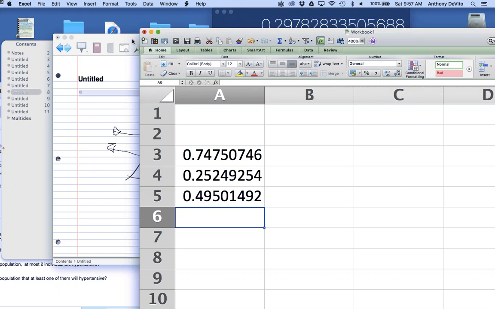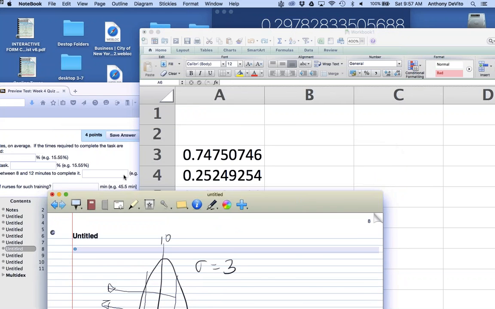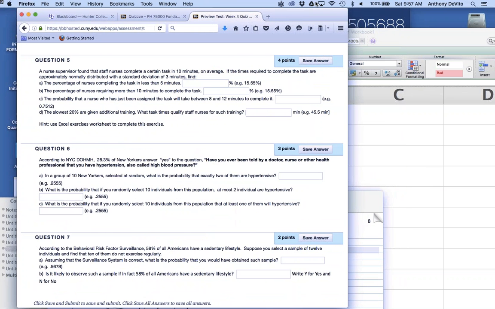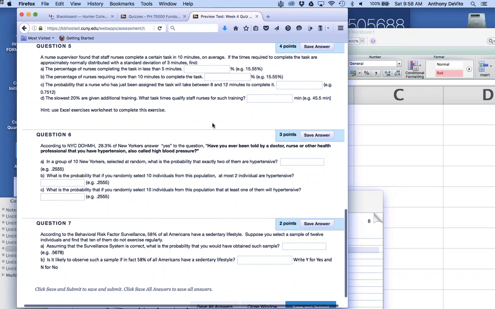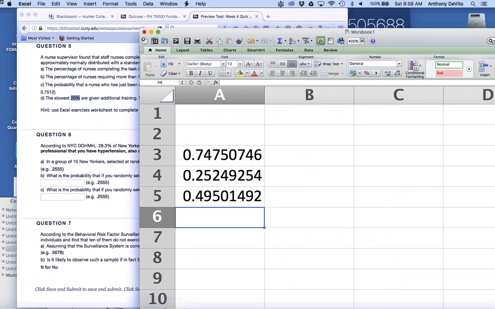I'm going to do the last part of this, and then I can go back and do one of these using the table, just so you can see how you would use the table for it. Maybe the one we just did. The slowest 20% are given additional training. What test time qualifies nurses for this? Oh, okay. If you're in the bottom 20%, you get extra training. So they're asking, before you got the extra training, how slow did you have to be to be in the lowest 20%? Okay, let's look at our distribution again.